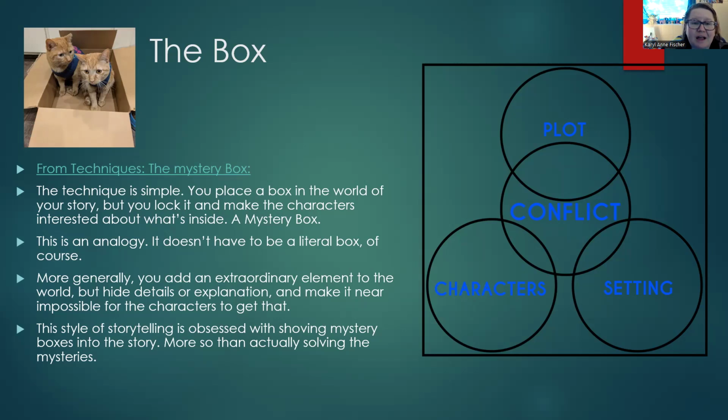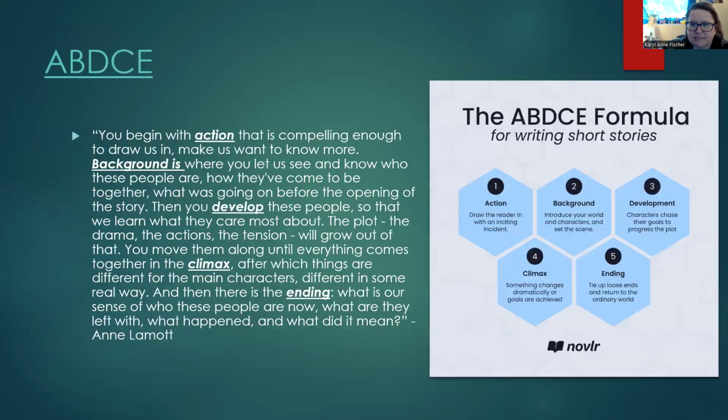Another way of looking at a plot, though, it may not be a mystery box. It may just be this idea that everything's kind of happening together, and instead of there being like this happens and this happens and this happens, it's just kind of all happening. This could work really well if the character is trying to remember what happened before, things like that. So, like I said, there are many ways of doing that.